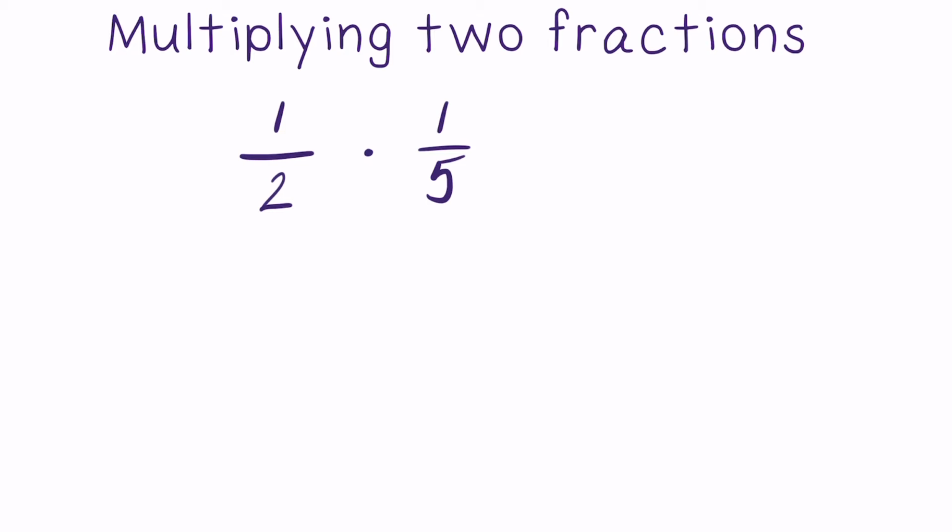Whenever we're multiplying two fractions, what we're really trying to do is figure out how much the first fraction of the second fraction is equal to. So in this case, we're trying to find 1/2 of 1/5.